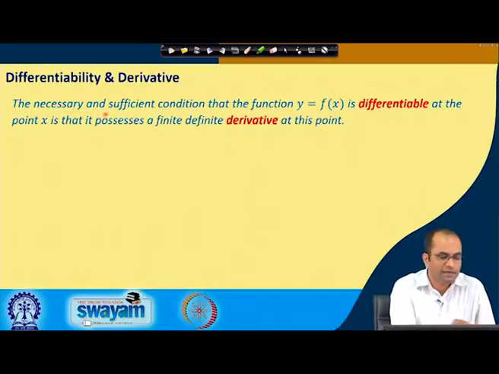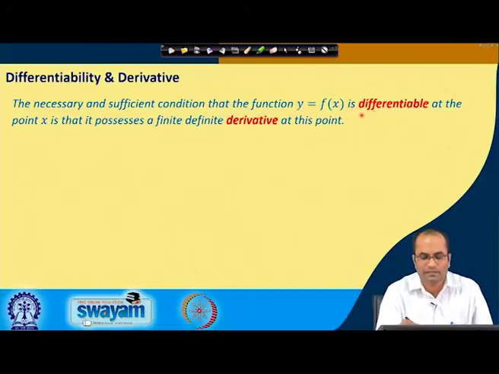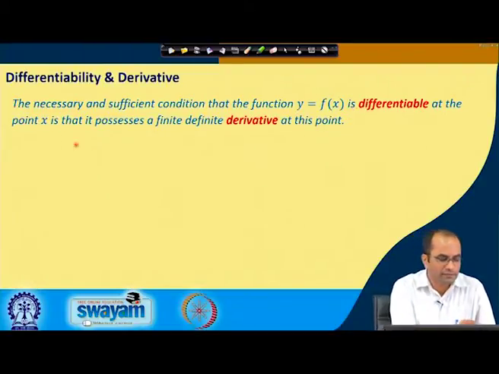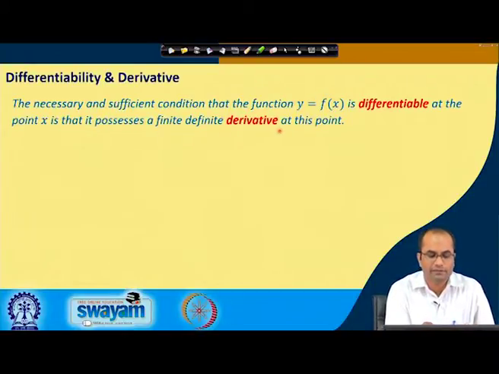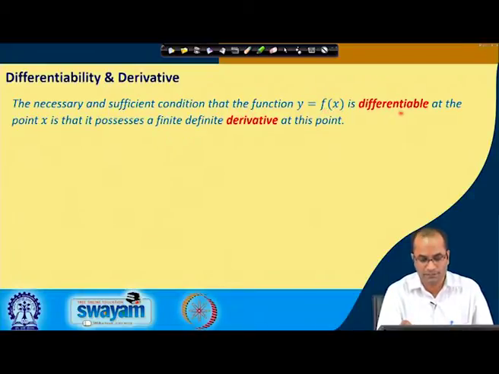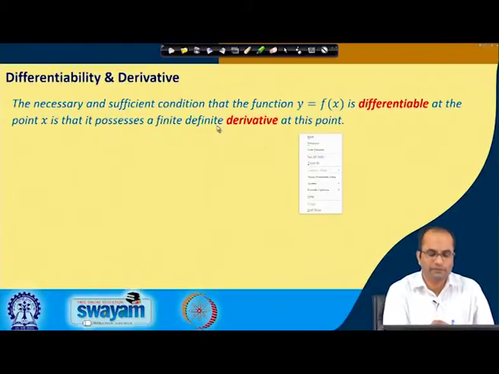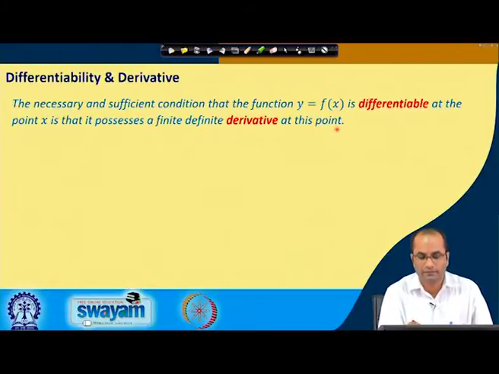So, the necessary and sufficient condition that the function y is equal to f of x is differentiable at the point x is that it possesses a finite derivative at this point. As written here, it is necessary and sufficient. That means, if a function is differentiable, we have already given the definition of differentiability, then it will have a derivative at that point, or if it has a derivative at that point, then the function must be differentiable at that point.